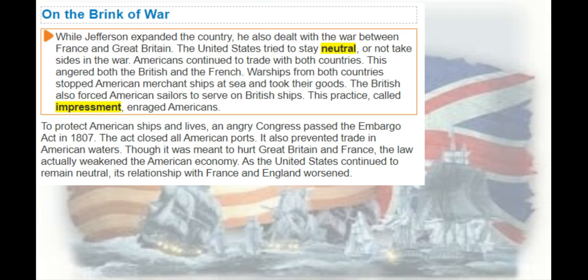So on this page, I'm going to talk about these 2 vocabulary words. First, we have neutral. And neutral, we've talked about this before in class, just means that you're not taking sides. And so France and Great Britain both wanted control of trade, and the United States didn't really want to pick a side. And so they tried to stay neutral and continue trading with both. And as you can imagine, that didn't really make Great Britain happy, and it didn't really make France happy either.